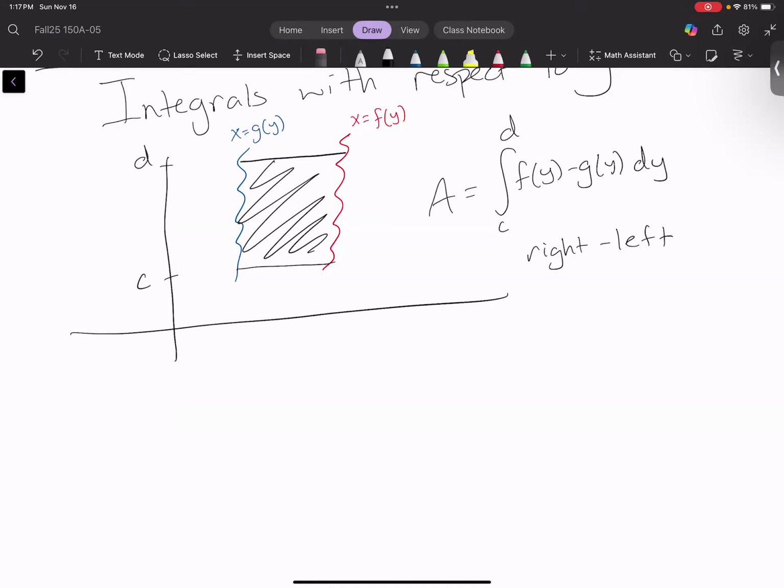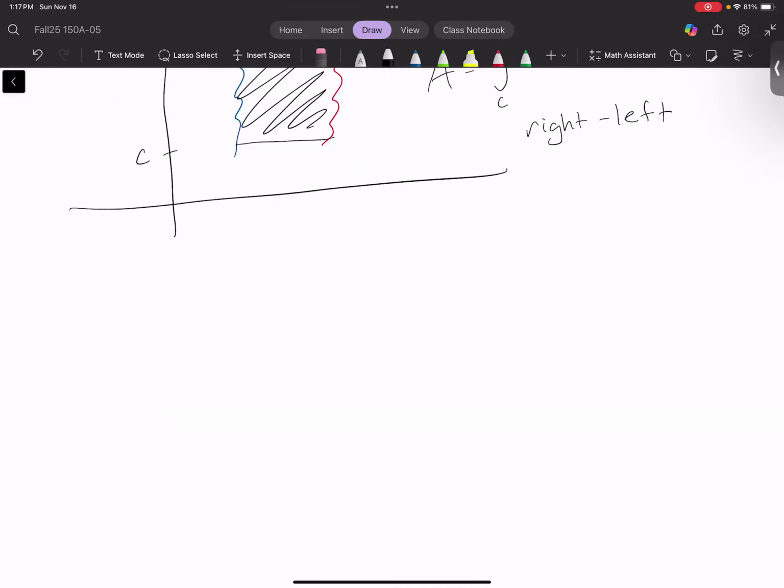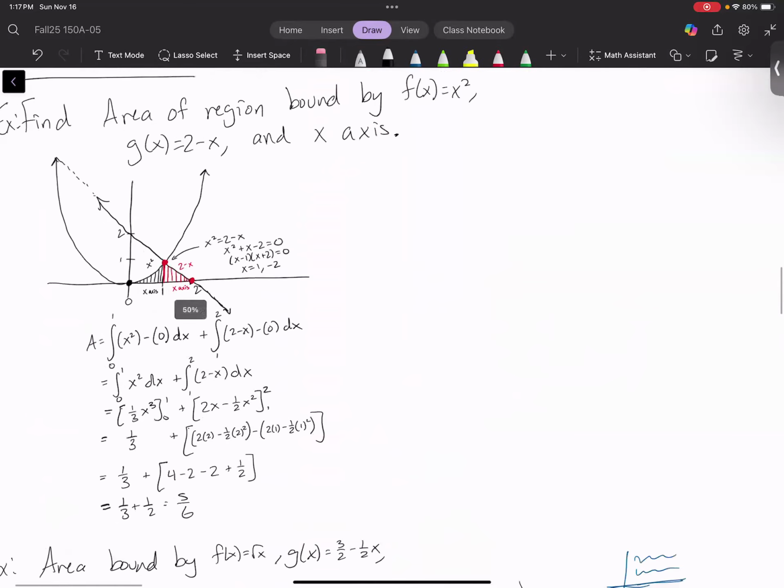Okay, so this is actually how we do it. This is kind of the setup, but what you'll find is most of this is really still the same. But the point of learning it is sometimes it makes your work a lot easier. So let's look at that example we did before, the region bound by f of x equals x squared, g of x equals 2 minus x, and the x-axis. You guys remember this example right here?